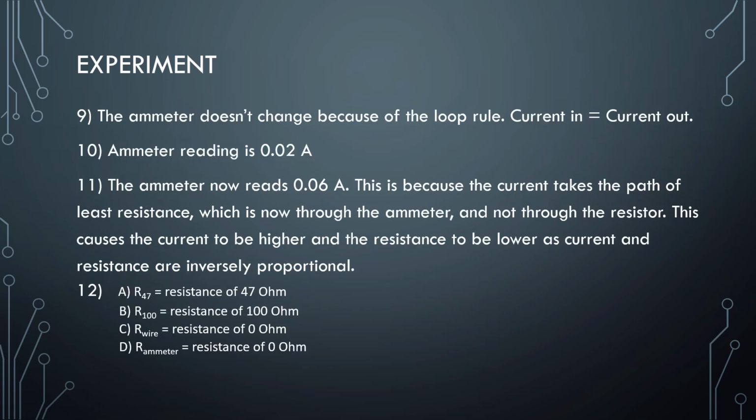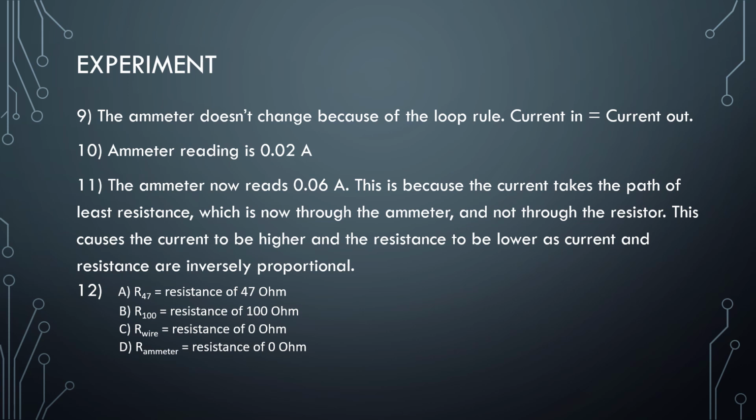For 9, the ammeter doesn't change because of the loop rule, current in equals current out. For 10, the ammeter reading is 0.02 amps. For 11, the ammeter now reads 0.06 amps. This is because the current takes the path of least resistance, which is now through the ammeter and not through the resistor, when the ammeter is connected to the circuit in parallel with one of the resistors. This causes the current to be higher and the resistance to be lower, as current and resistance are inversely proportional.